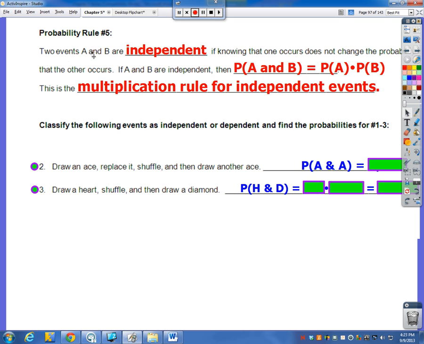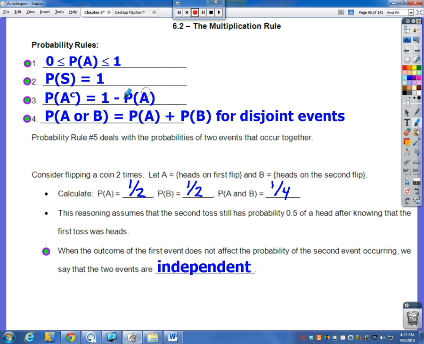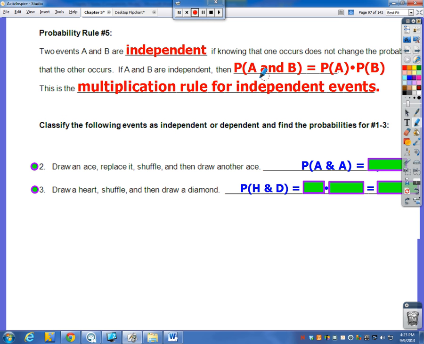So two events A and B are independent if knowing that one event occurs does not change the probability that the other occurs. If A and B are independent, then the probability of A and B, and notice, when we talked about disjoint events, let me hop back here, whenever we used the term or, that meant that we were going to be adding our individual probabilities. And now notice the difference here.